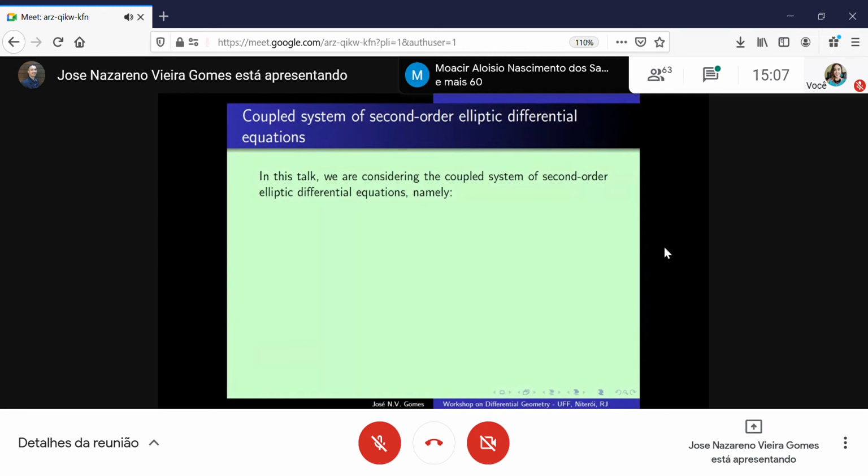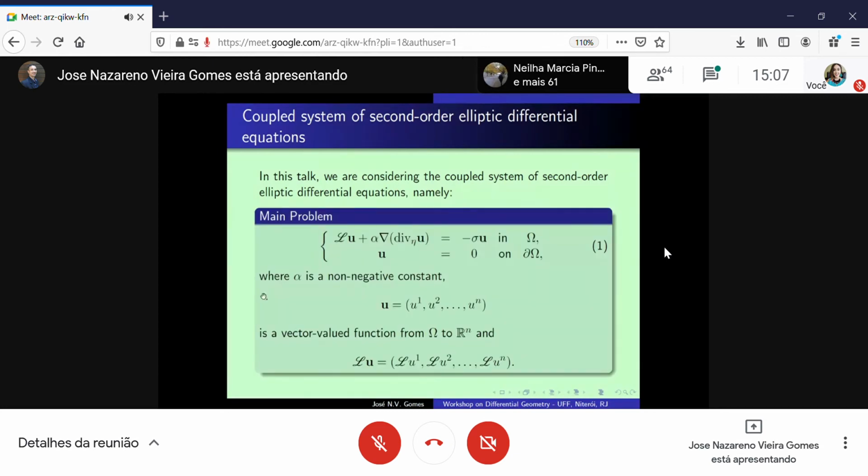Now we see this complex system of second order elliptic differential equations. This one. This is the main problem of this topic. Here, alpha is a non-negative constant, and u is a vector valued function from omega to Euclidean space, and L is defined by this equation.